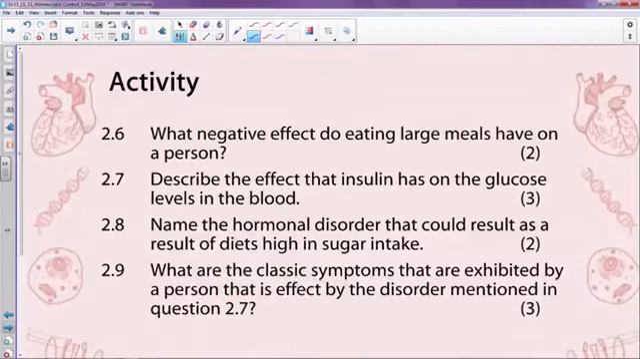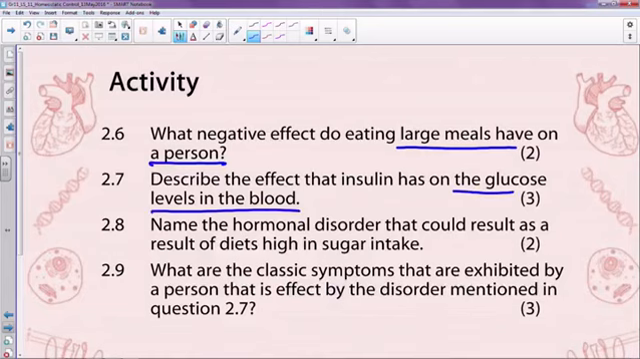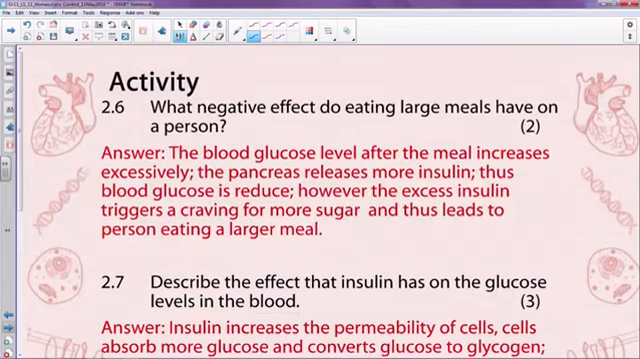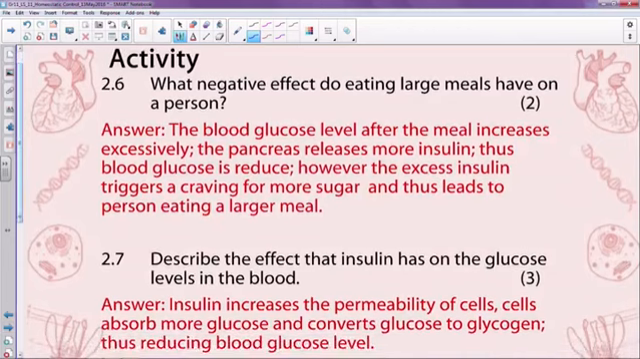What negative effect do eating large meals have on a person? And guys, we're going to look at this graph. We can describe that without even having a look at the graph. The next question will be, describe the effect that insulin has on blood glucose levels. Name the hormonal disorder that could result from diets that are high in sugar intake. And 2.9, what are the classic symptoms exhibited by a person affected by the disorder mentioned in question 2.7? So we're going to look at the solutions to this very quickly and try to wrap this question up before we close. So what negative effect do eating large meals have on a person?